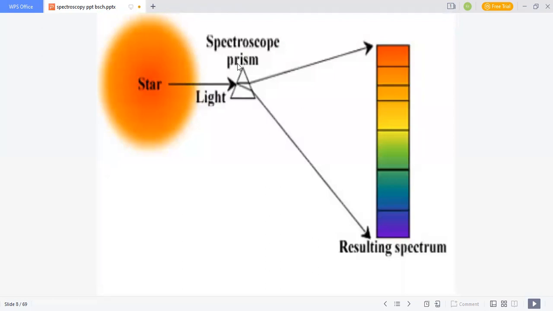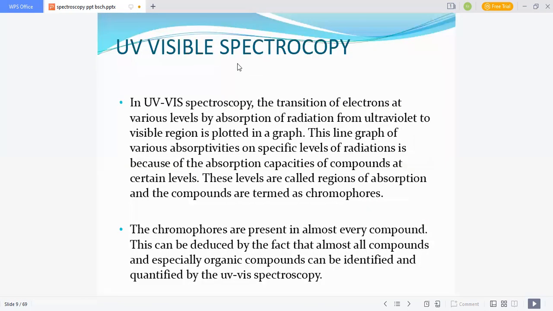Next one, spectroscopy. Star light emits a resulting spectrum. Next one, UV visible spectroscopy. In UV visible spectroscopy, the transition of electrons at various levels by absorption of radiation from the ultraviolet to visible region is plotted in a graph.